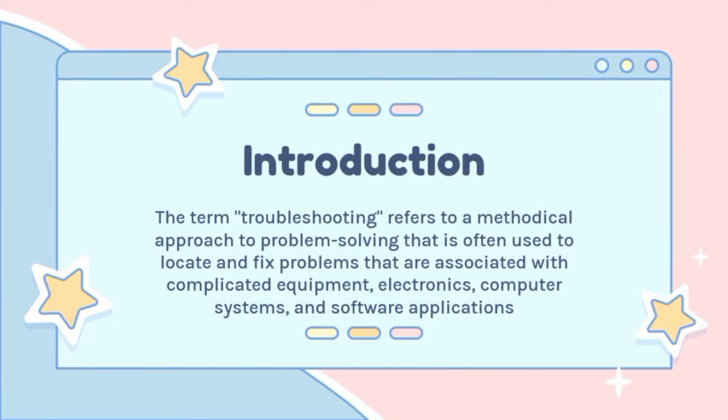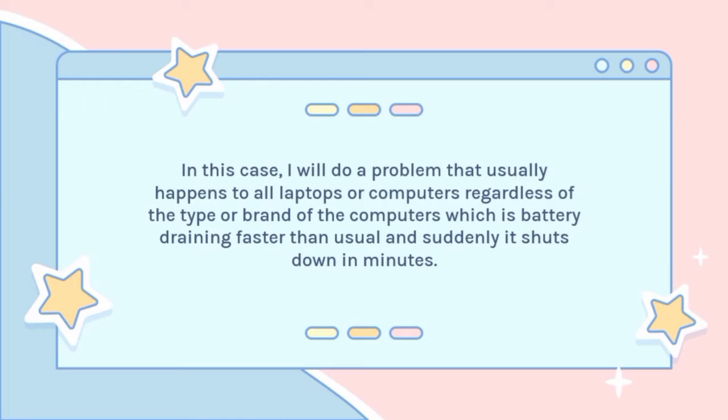Okay, so the first one is introduction. The term troubleshooting refers to a methodical approach to problem solving that is often used to locate and fix problems that are associated with complicated equipment, electronics, computer systems, and software applications. In this case, I will do a problem that usually happens to all laptops or computers regardless of the type or brand of the computers, which is battery draining faster than usual and suddenly it shuts down in minutes.